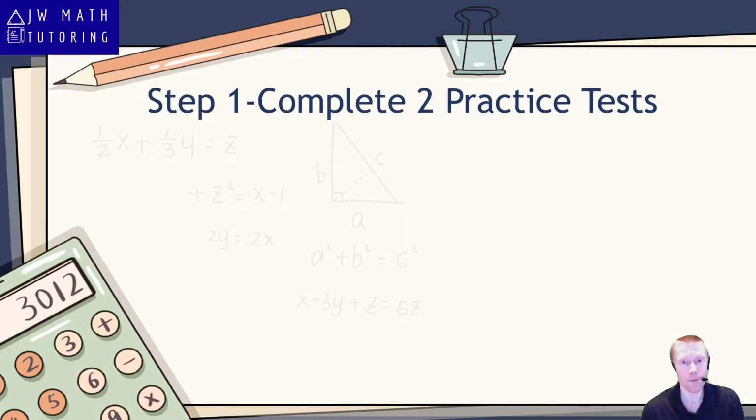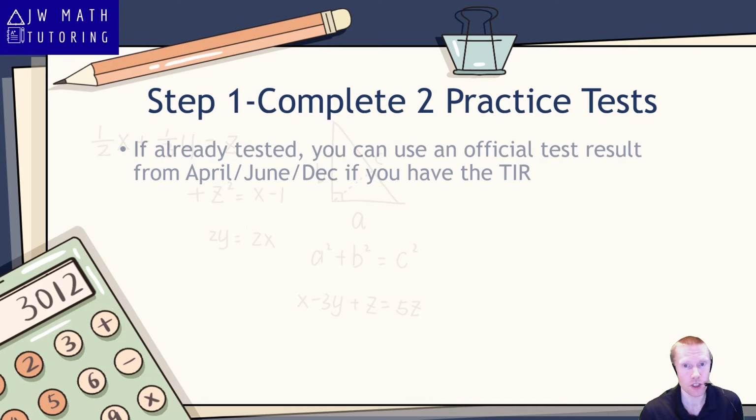the first step that you're going to want to do is complete 2 practice tests. Now, if you've already taken the ACT, meaning an official test, and that test happened to be in April, June, or December, and you also ordered the copy of the test that you took, then you can just go ahead and use that result as one of your practice tests.